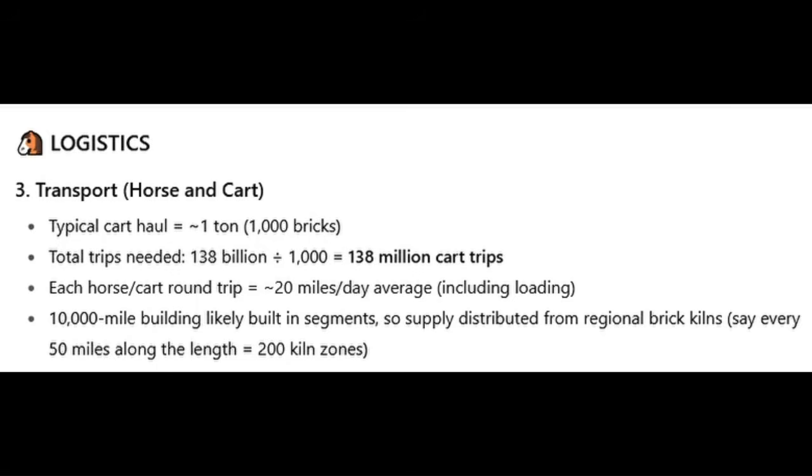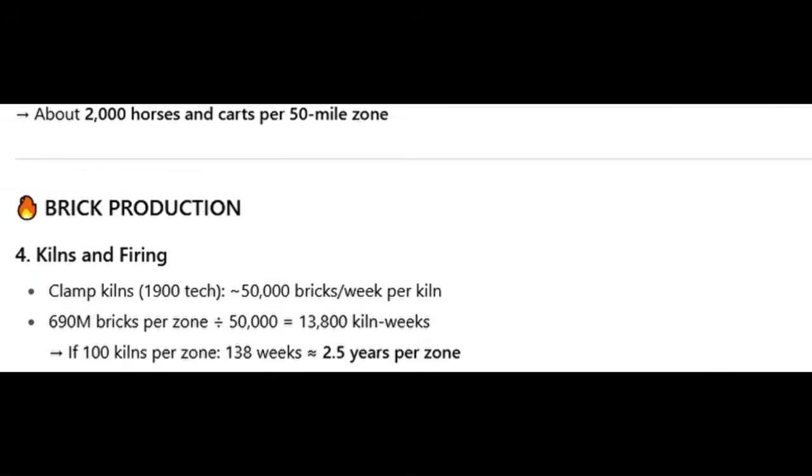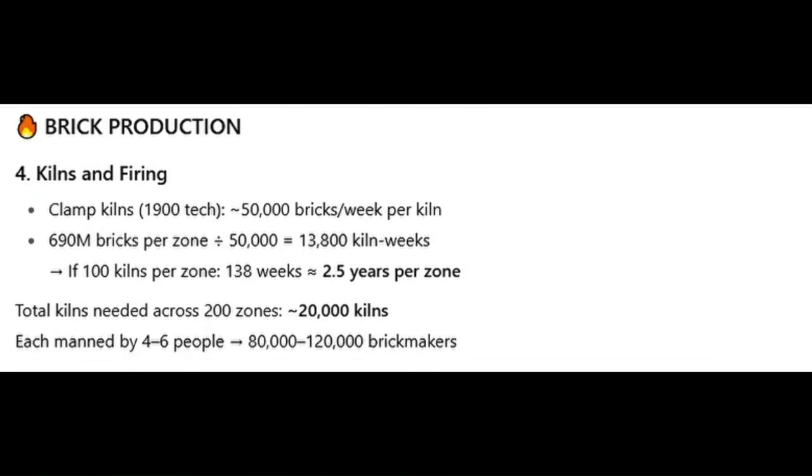Brick production. 4. Kilns and firing. Clamp kilns, 1900 tech, 50,000 bricks a week per kiln. 690 million bricks per zone divided by 50,000 equals 13,800 kiln weeks. If 100 kilns per zone, 138 weeks, about 2.5 years per zone. Total kilns needed across 200 zones: 20,000 kilns. Each manned by 4 to 6 people, 80,000 to 120,000 brickmakers.